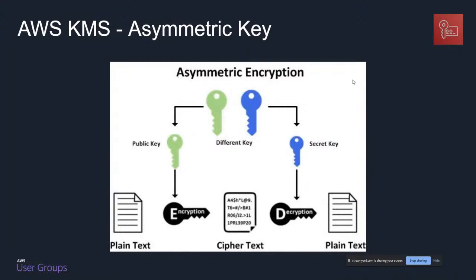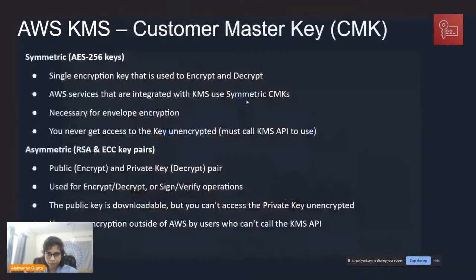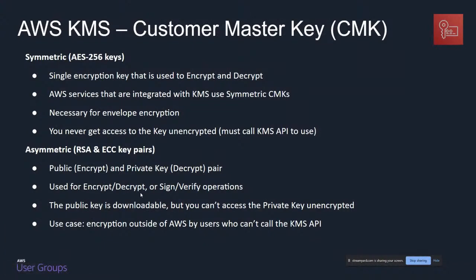Whereas in asymmetric encryption, there are two different keys. There's a public key that can be used only for encryption, and there's a private key that can be used for decryption. The public key can be downloaded and distributed, right? But the private key can only be accessed using the KMS API, and it is always in an encrypted format. Similarly, the asymmetric keys are used to either encrypt or decrypt, or to sign and verify operations. And the public key is downloadable.